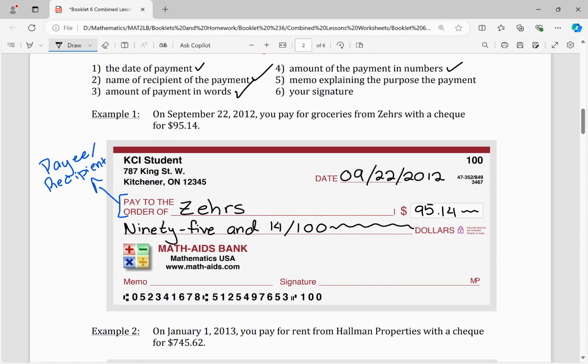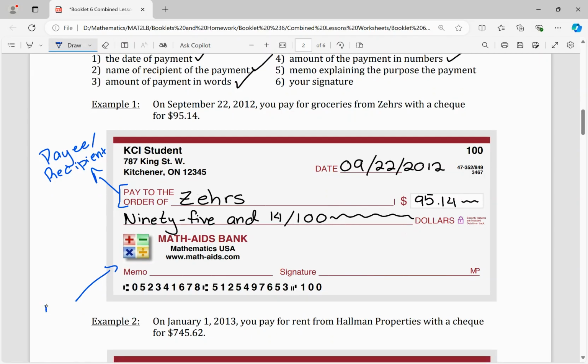Okay. Next is a memo explaining the purpose of the payment, right? So that's just down here where it says memo. And that's not obvious, right? If you were to just read memo, you might not know what it's asking, but it's asking for your reason. And our reason here is groceries. Good. And then finally is your signature. Okay? So, all in all, that is how you fill out a check.